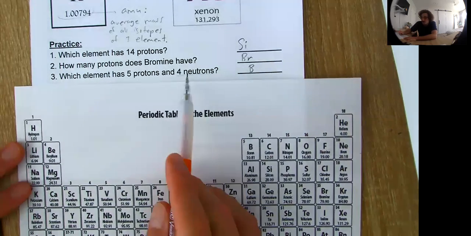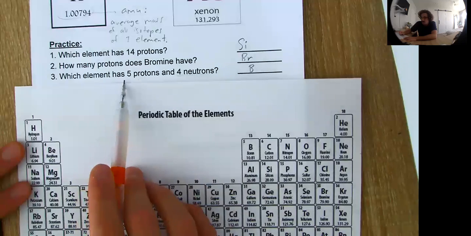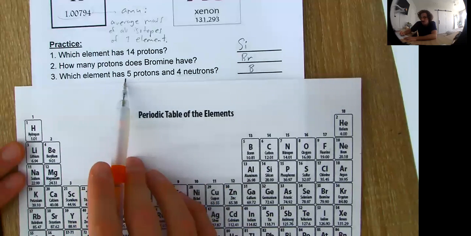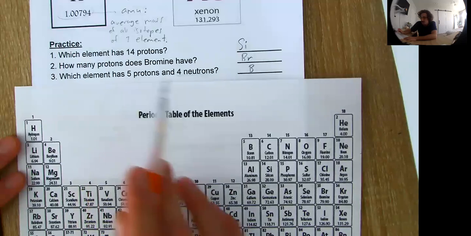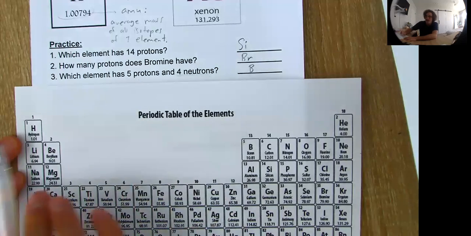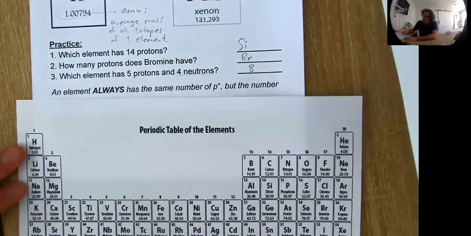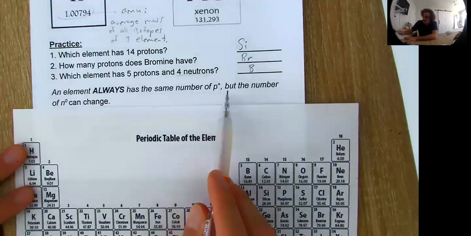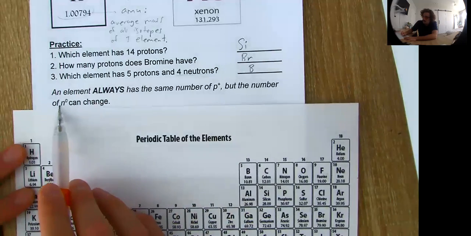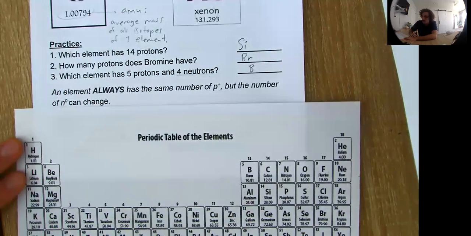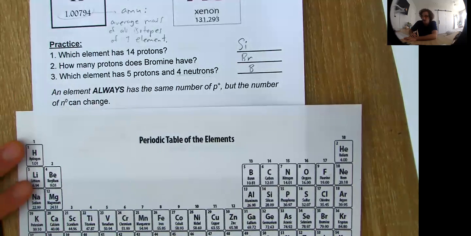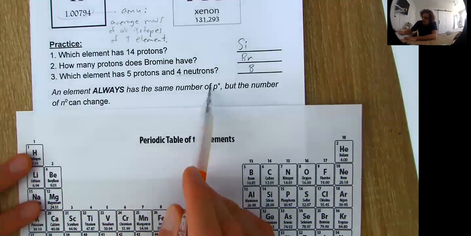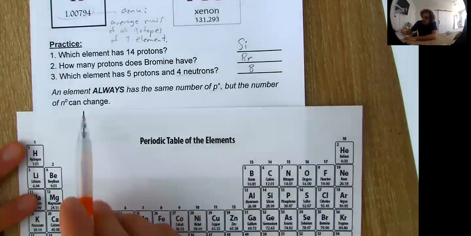It doesn't matter how many neutrons there are. There could be a million neutrons, which doesn't exist, but there could be. As long as it says 5 protons, that element is going to be B for boron. Okay? An element always has the same number of protons, but the number of neutrons can change. And you'll soon learn that the number of electrons can also change, okay? So an element always has the same number of protons. That never changes, but the number of neutrons can change.